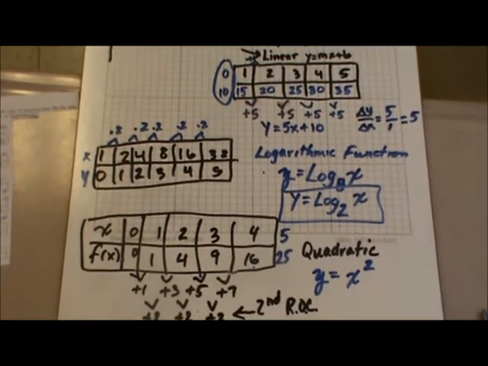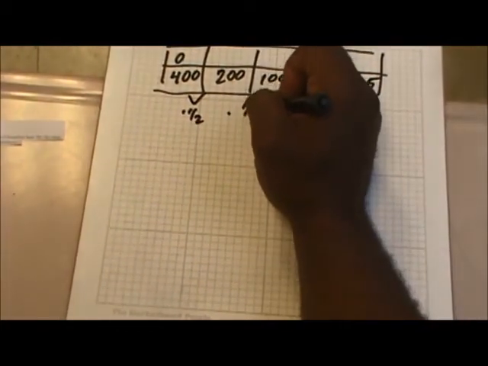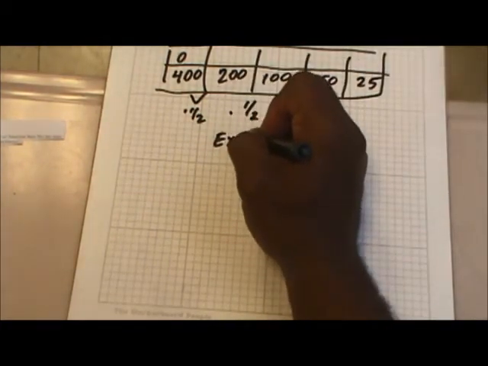Keep it going, and I'm going to have to erase though. Could have used another board, but I didn't. All right, are we at the end? We're here: 0, 400, 200, 100, 50. You should already see what's going on in your y values. We're taking what every time? We're taking half, multiplying by 1/2. So we're multiplying in our y values every time. That lets us know that it's exponential.